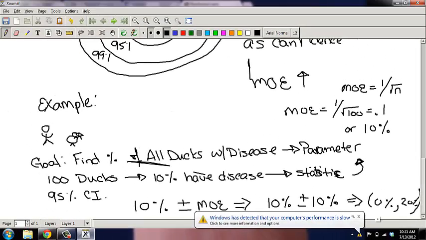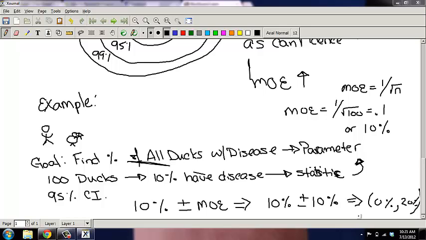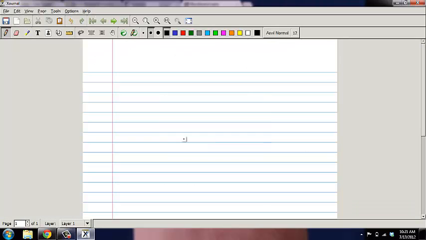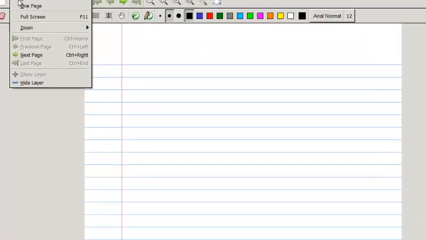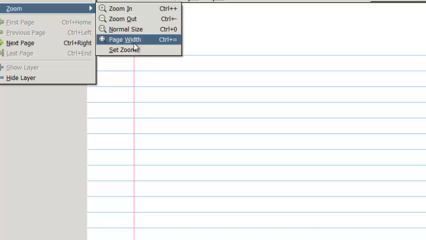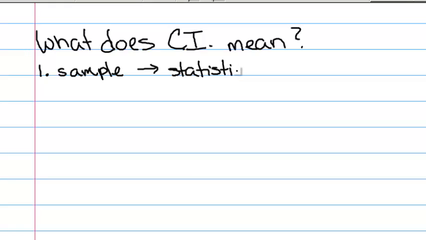Now the next thing we need to talk about is what exactly does a confidence interval mean? Because there's a very specific meaning that goes along with it. So let me get a blank page here, and we'll talk about what it means when we say confidence interval. Referring back to the ducks, what we had was our first sample, which was the 100 ducks where we got the 10%. From that sample, we got a statistic, which was the 10%. And using that statistic, we created a confidence interval.